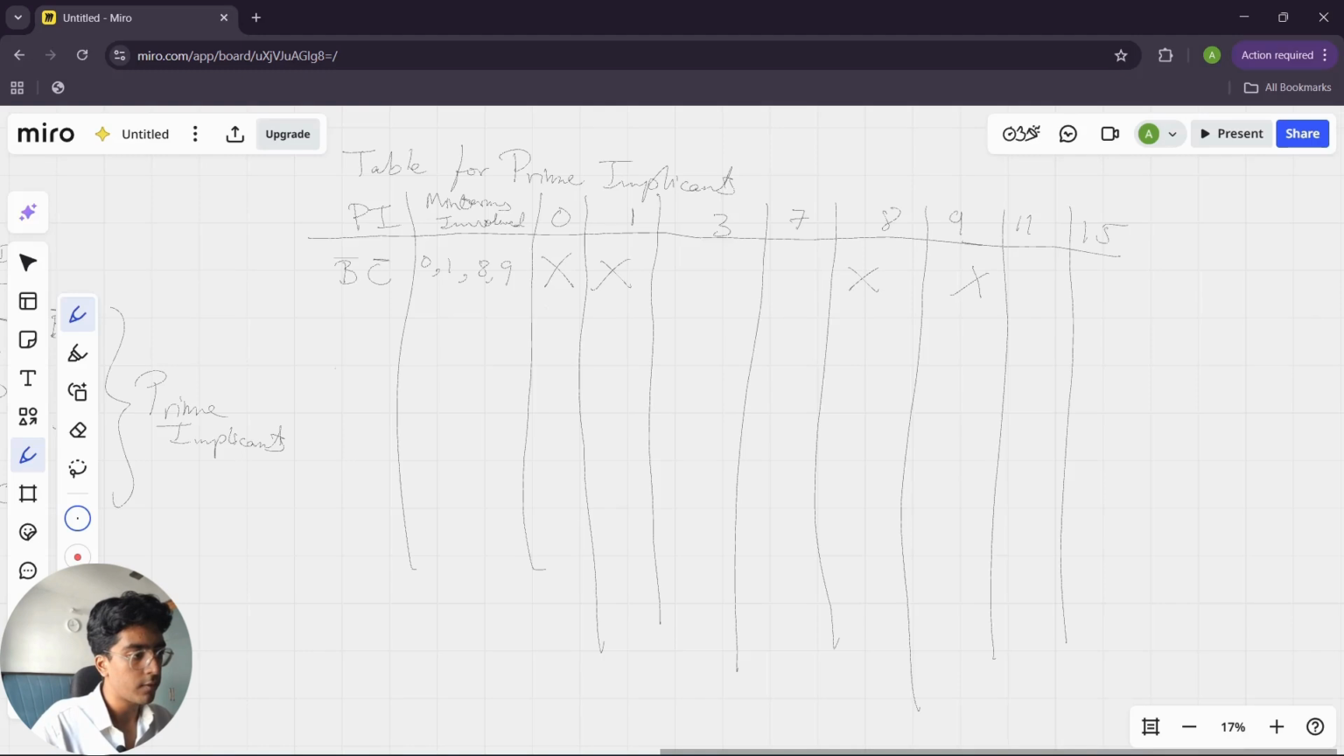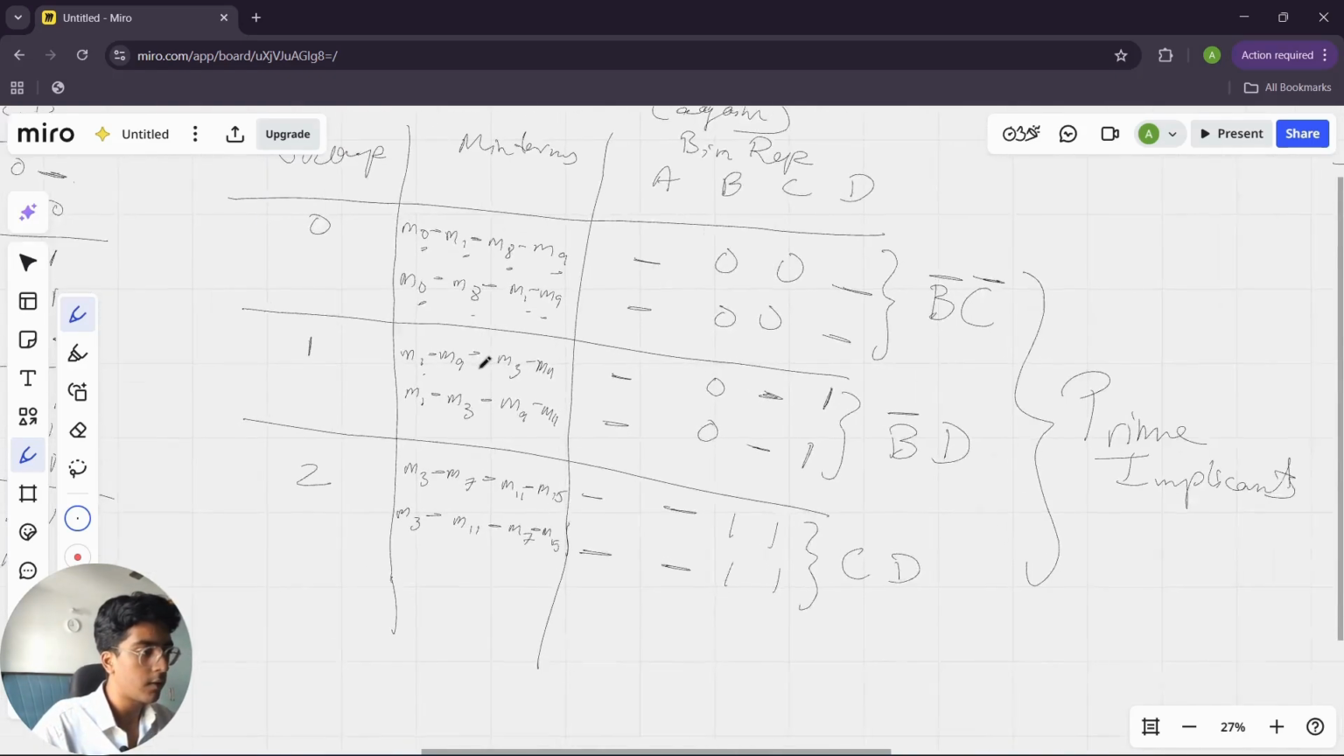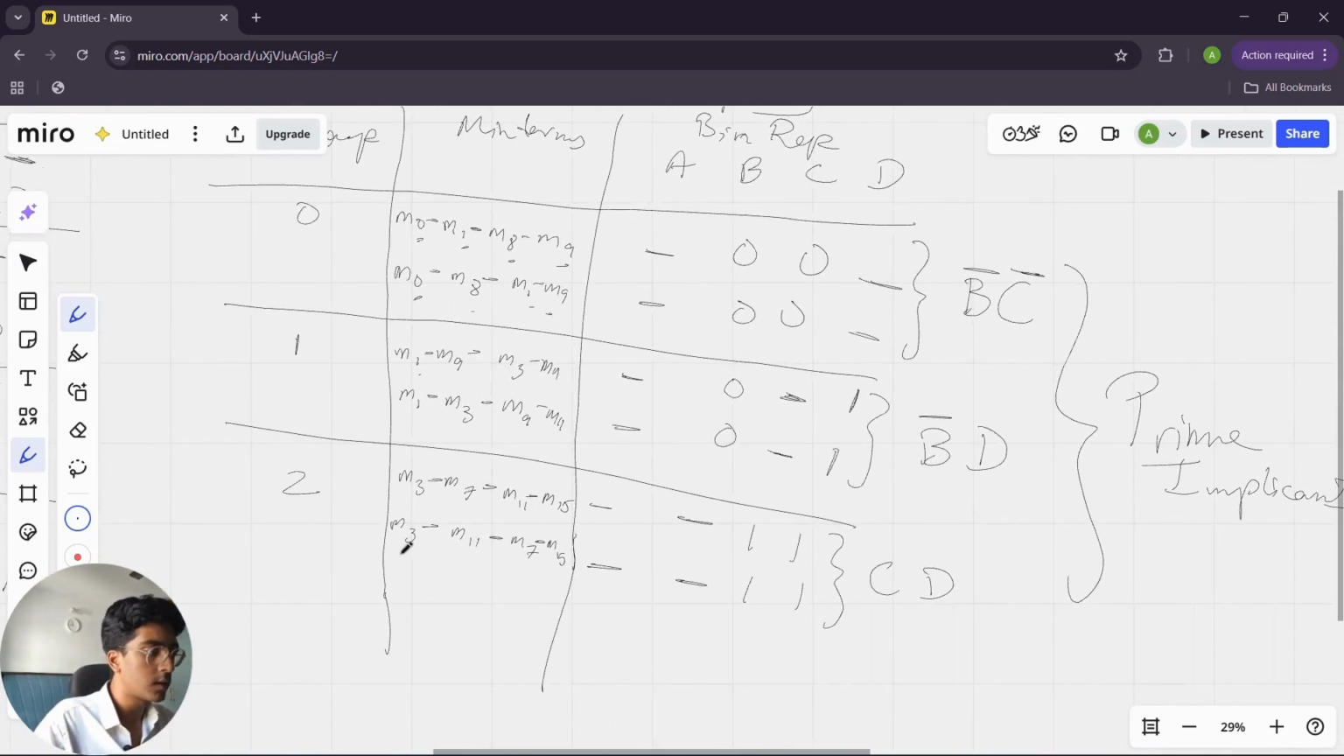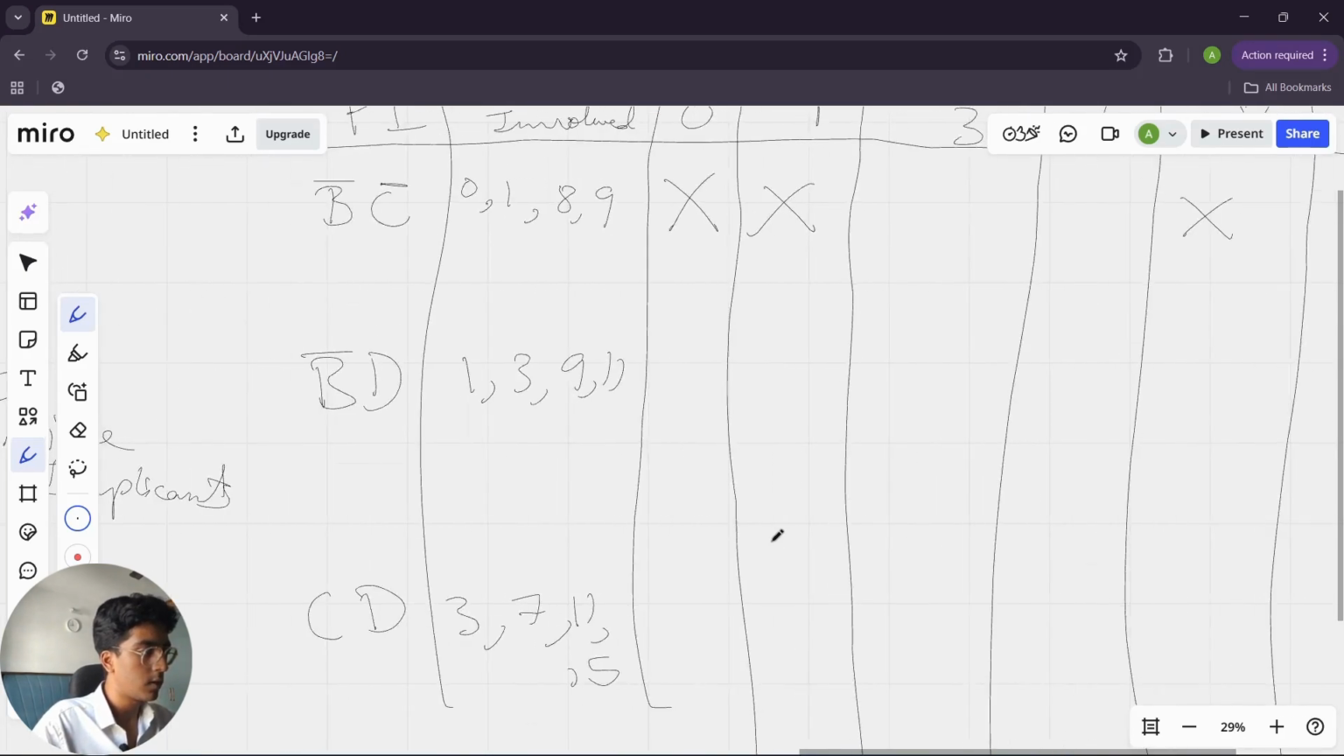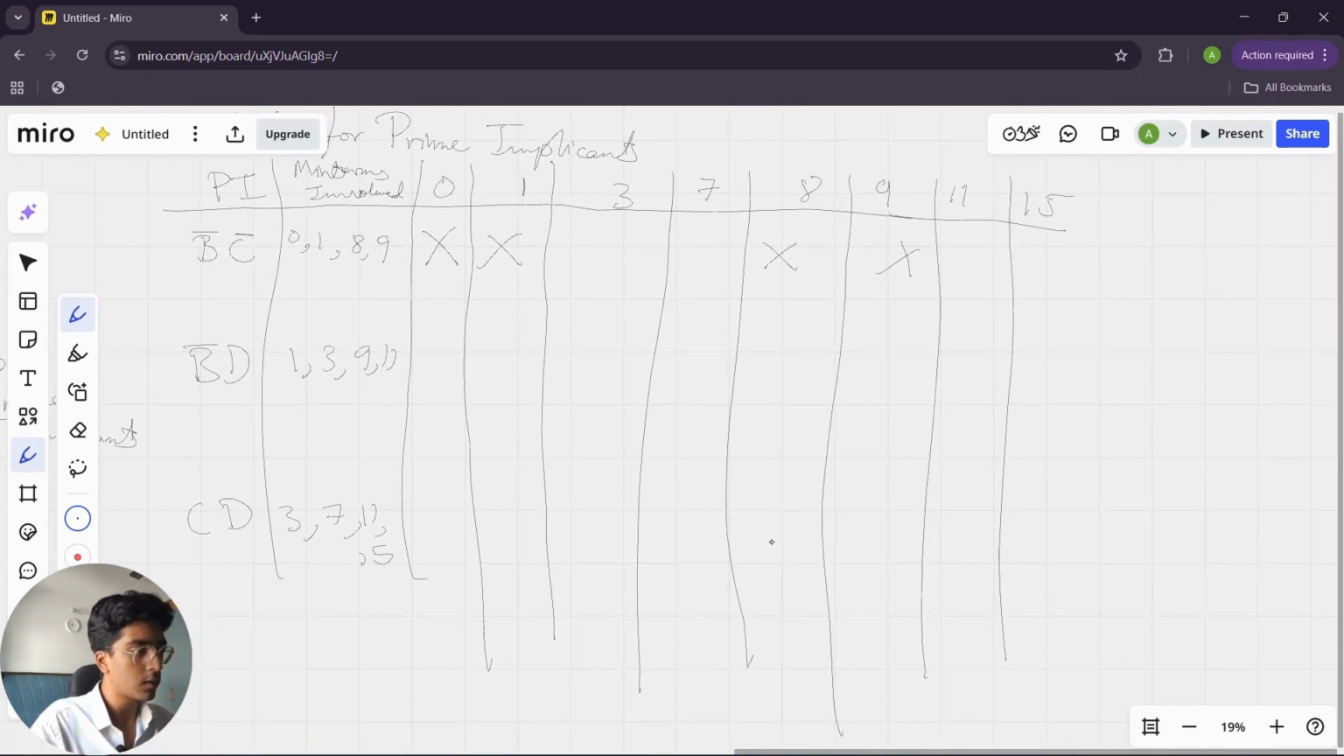Second prime implicant we have B bar and D, with the min terms left over 1, 3, 9, 11. And let's write the last one as well. CD, the min terms were 3, 7, 11 and 15. We can check over here the min terms that were left: 1, 3, 9, 11, 3, 7, 11, 15. Alright, let's mark them as well in the table. So 1, 3, 9 and 11. This was 3, 7, 11 and 15.